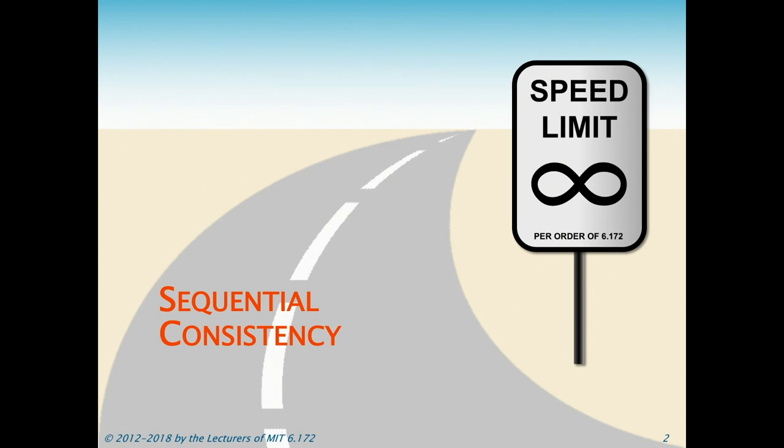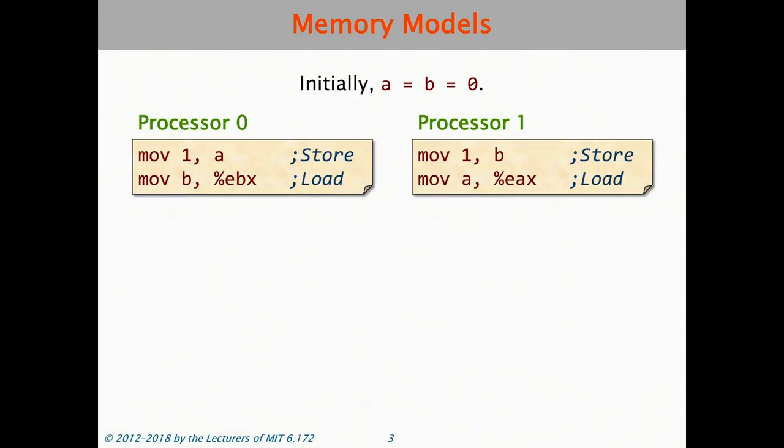And to introduce it, I want to use an example to introduce the notion of a memory model. So suppose you have two variables, A and B, which are initially zero, and those variables are stored in memory. And processor zero moves a one into A, and then it moves the contents of EBX into B. And meanwhile, processor 1 moves a 1 into B and moves the contents of A into EAX. I just chose different registers just so we could distinguish the two things.